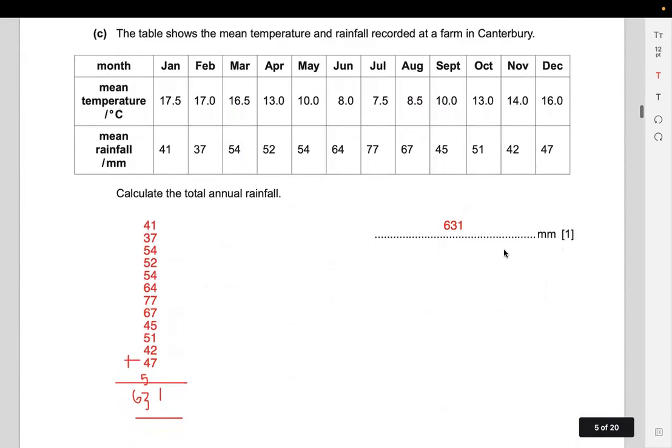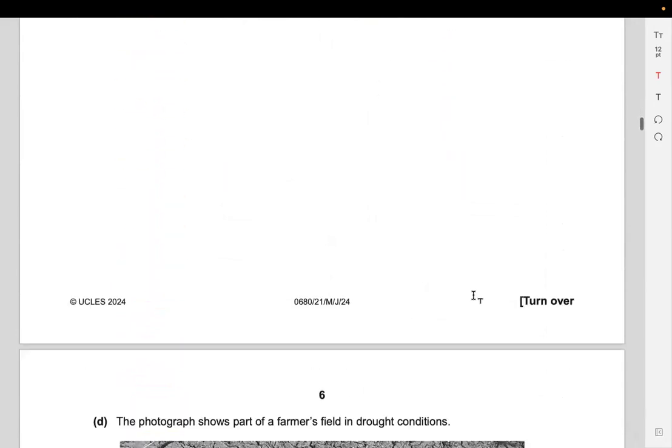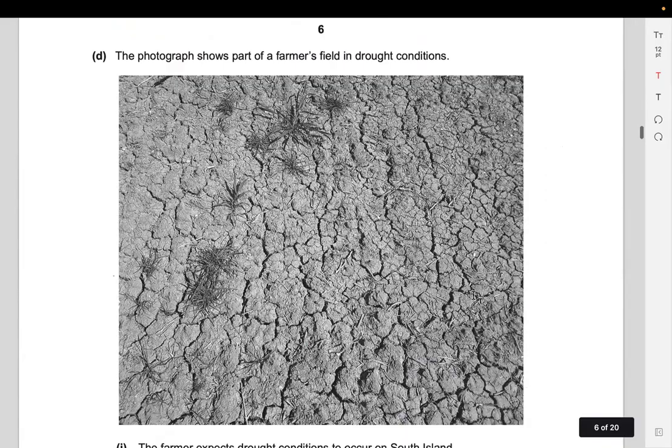This is just a simple add. Calculate the total rainfall. There it is. I've done it mentally, but I had to do it listed down vertically because that's the way I work. 631, I made it. Picture of drought.